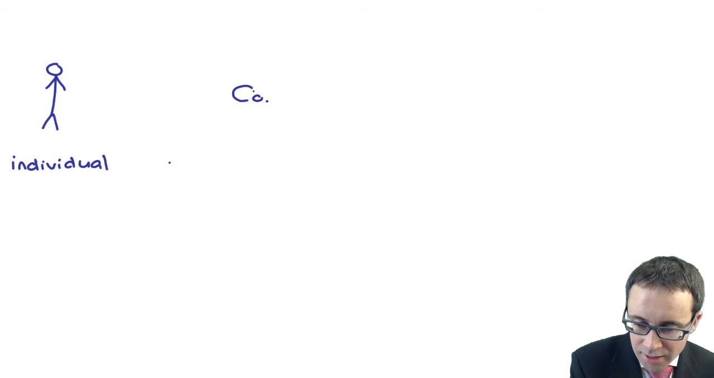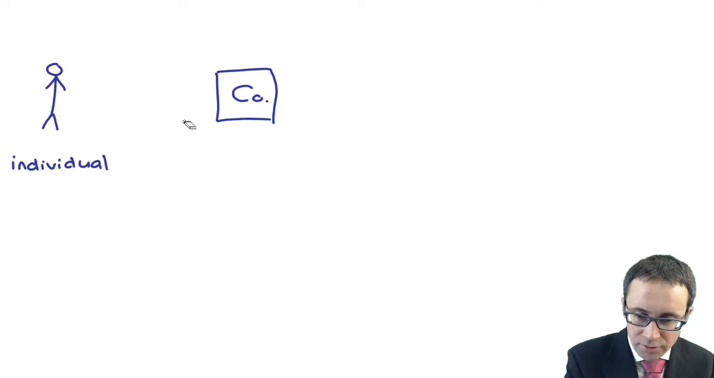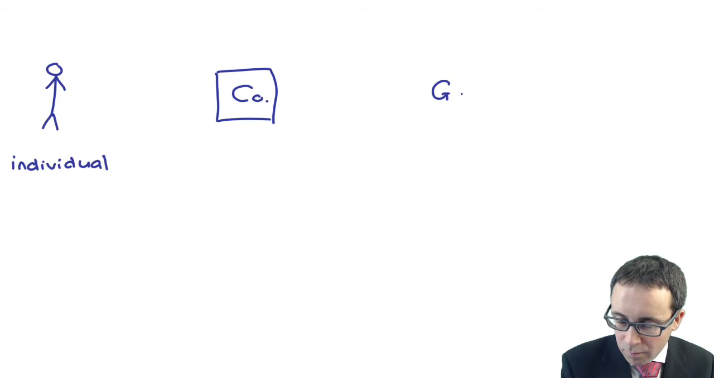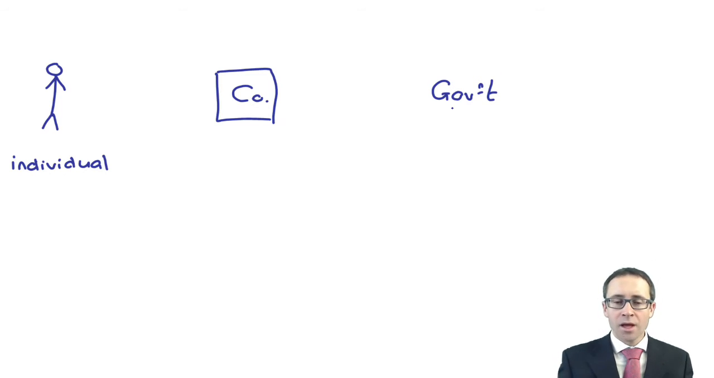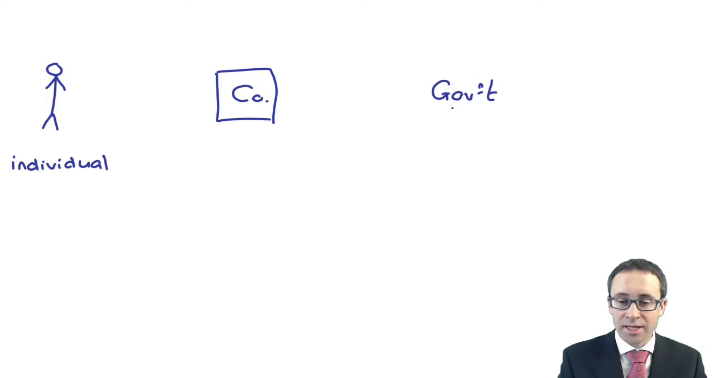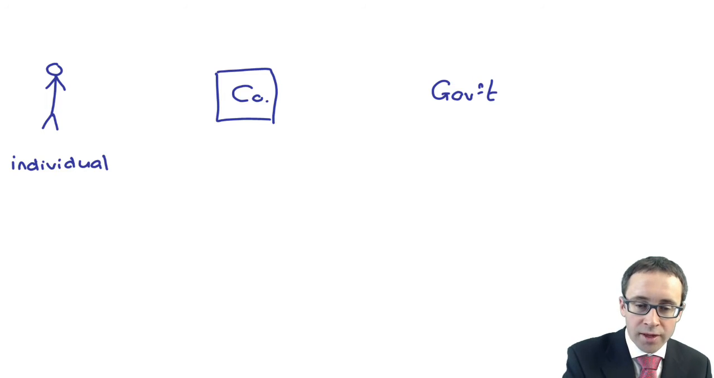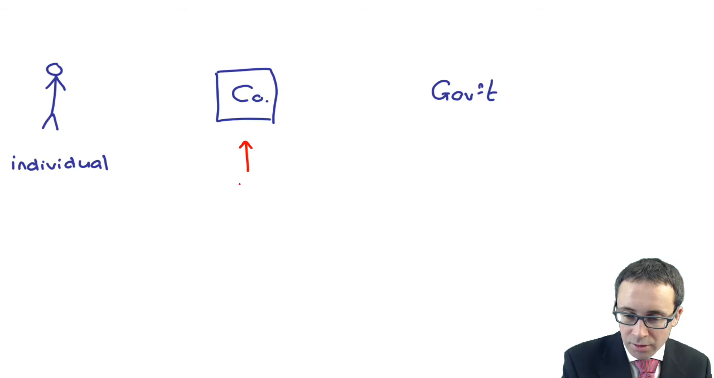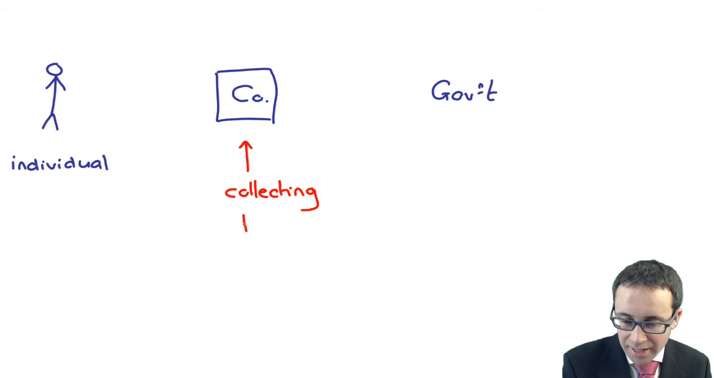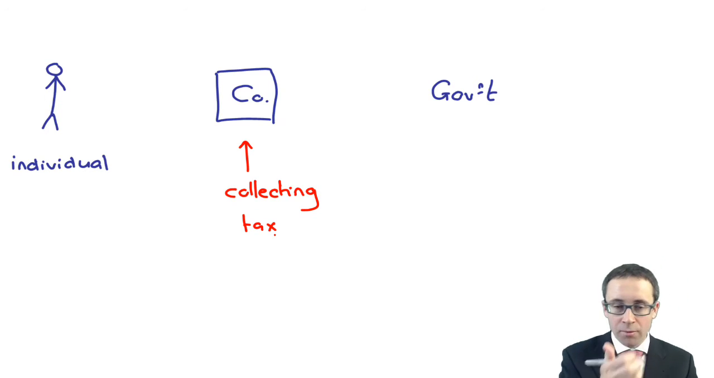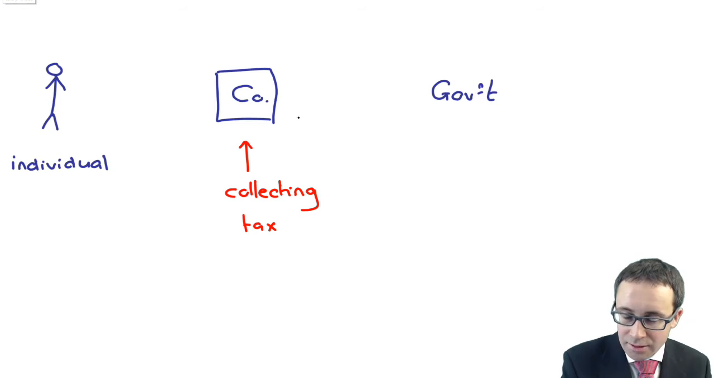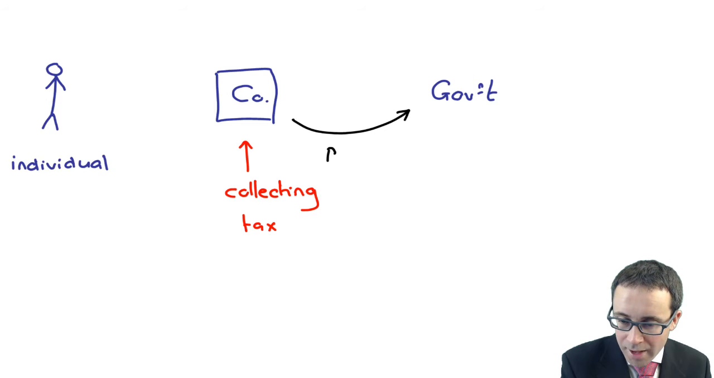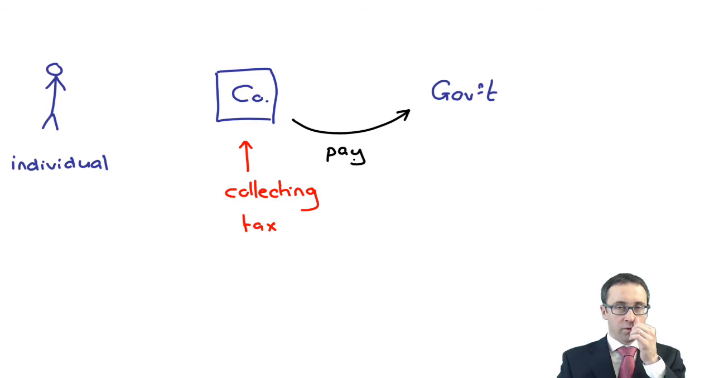You've then got the company, and then what you also have as well is the government. Okay. And then when we're going through and looking at sales tax, remember, the company is responsible for collecting the tax. Okay, and that company will collect the tax, and it will pay the tax to the government, won't it?